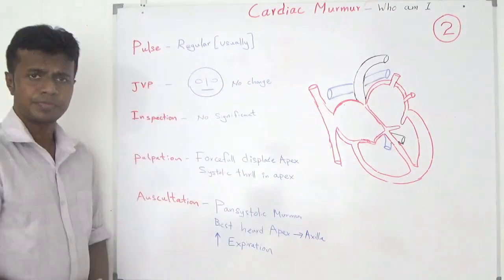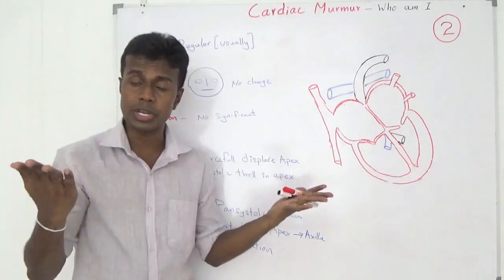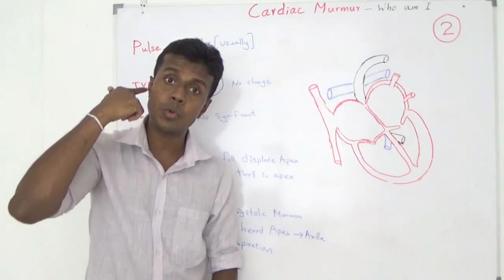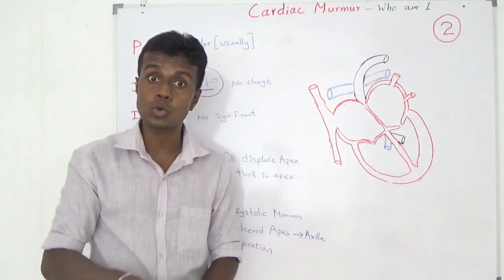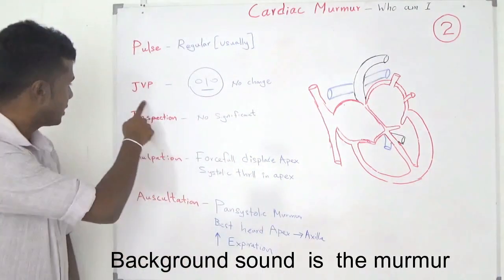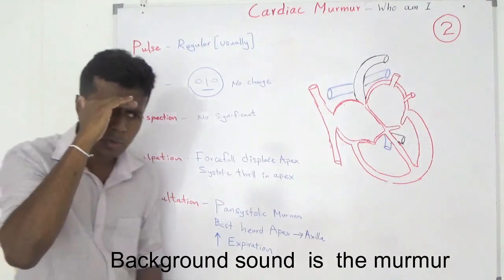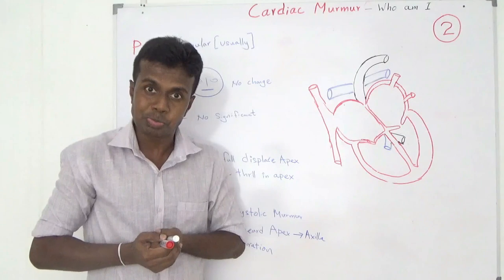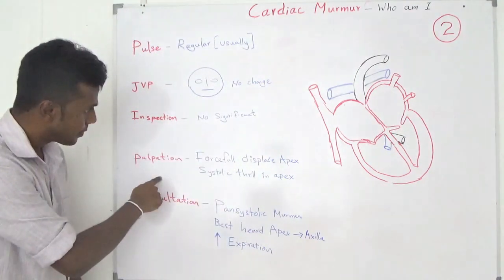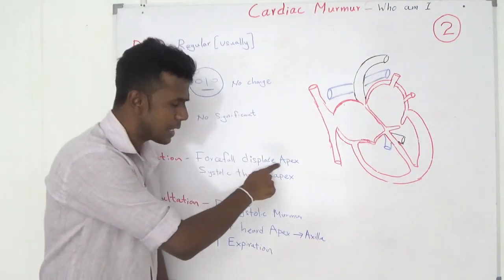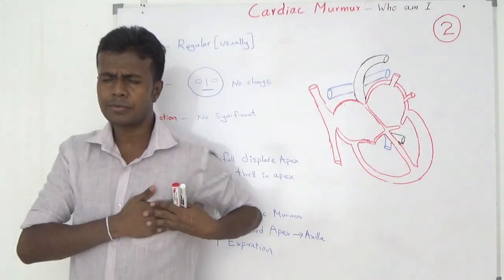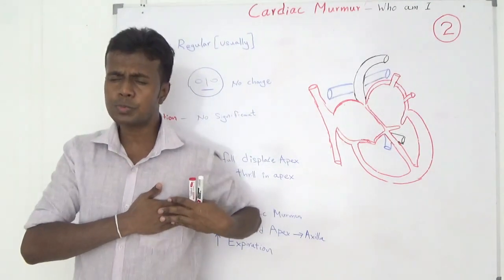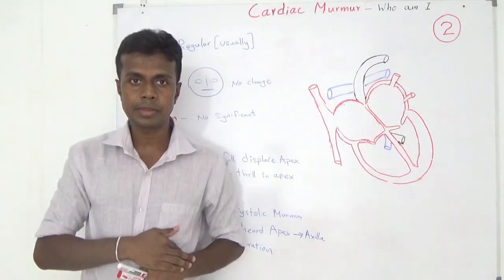Jugular venous pressure: no change, not elevated, no change in the waveform pattern. It is totally normal. Careful inspection of the body shows no significant change. Palpation: what I can feel is a forceful displaced apex.